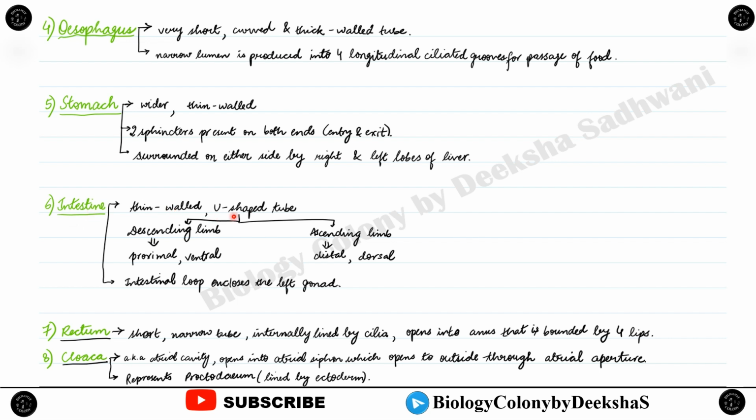Intestine is a thin-walled U-shaped tube with descending limb or proximal ventral limb and ascending limb, that is the distal or dorsal limb. The intestinal loop encloses the left gonad. Rectum. It is a short, narrow tube internally lined by cilia. It opens into anus that is bounded by 4 lips, that is the atrial aperture. Cloaca, also known as atrial cavity, opens into atrial siphon which opens to outside through atrial aperture. It represents proctodeum that is lined by the ectoderm.